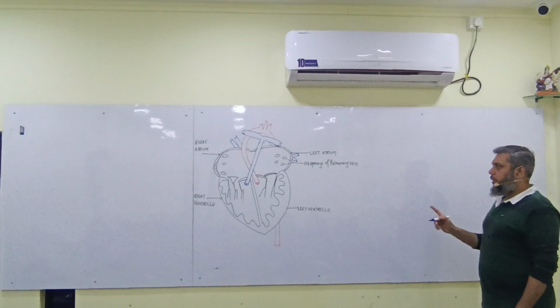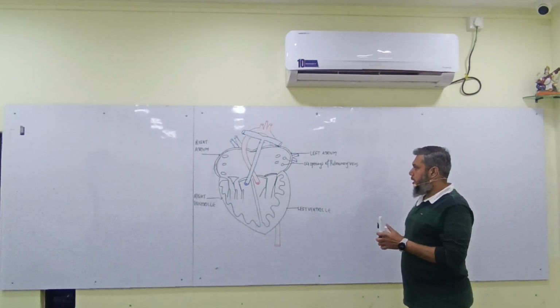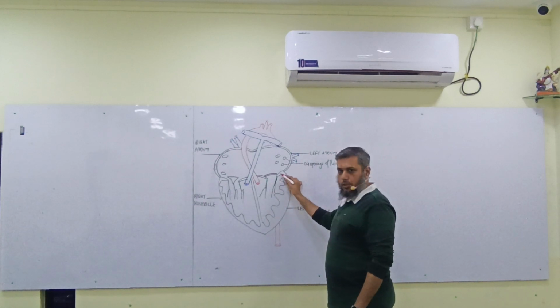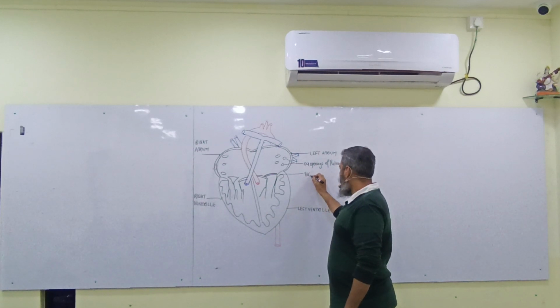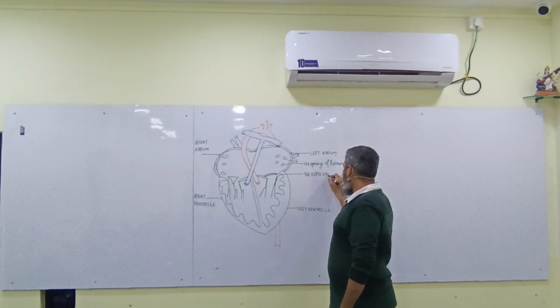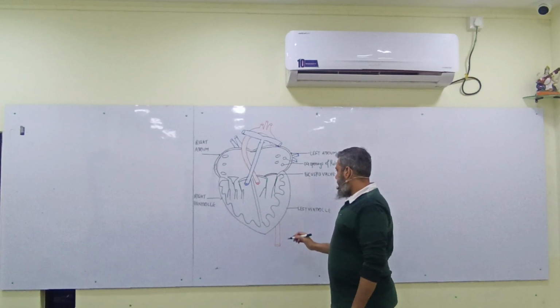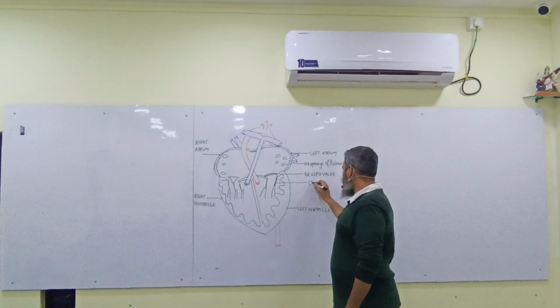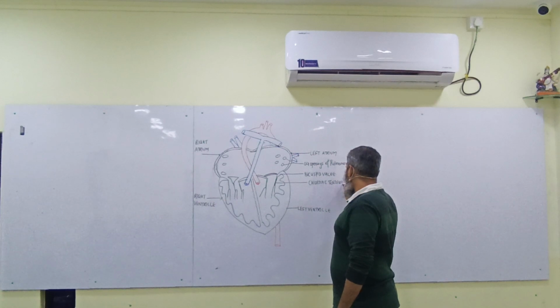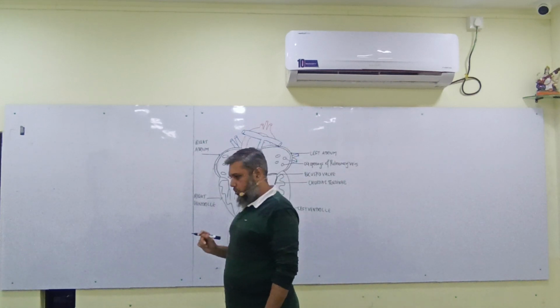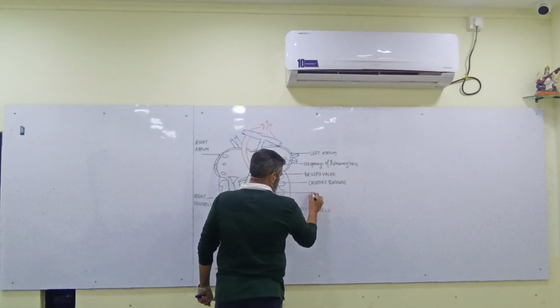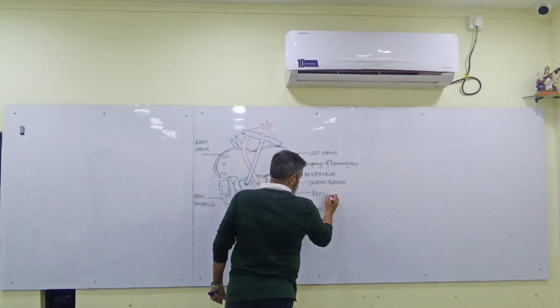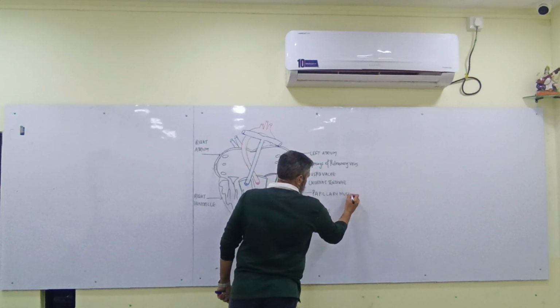Then the other labelings are this valve over here is called the bicuspid valve. This one. Remember that. What will you call it? Bicuspid valve. Then this is the chordae tendineae. Pronounce the word. Chordae tendineae. This is the papillary muscle.